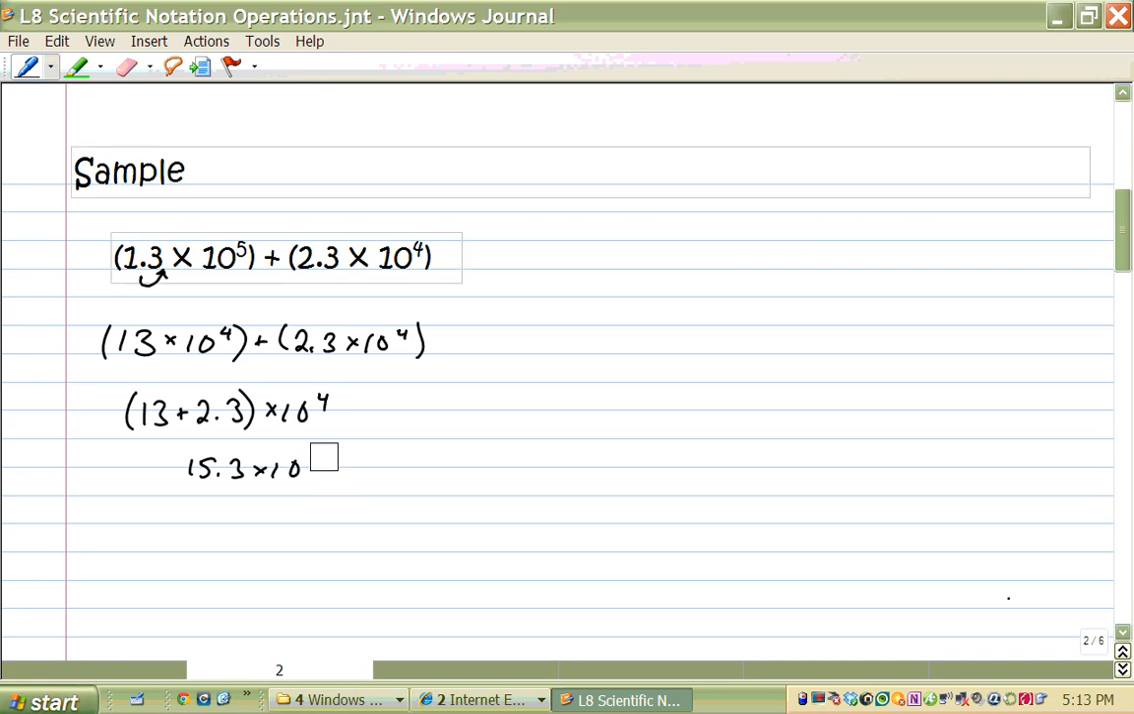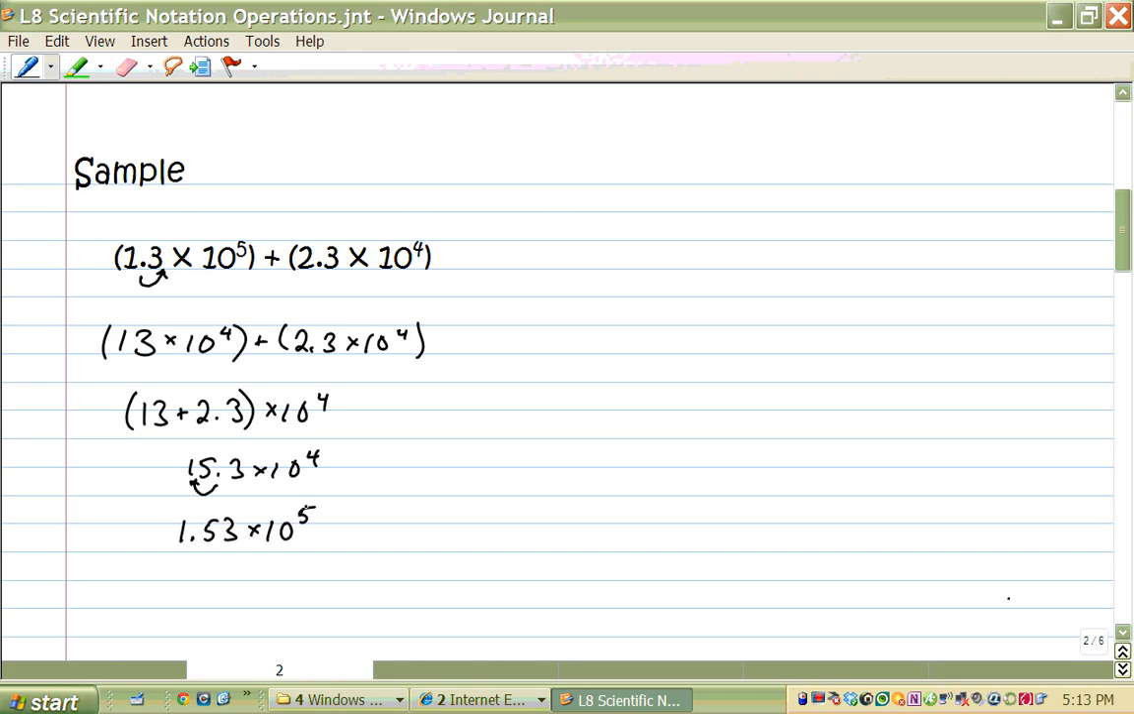So you're looking at it and saying, okay, what is the problem? Can you tell me what the problem with this is? You should be able to say, oh, that's not in scientific notation because the number out in front is not between 1 and 9. So what do we have to do? We have to move this decimal 1 place to the left. When we do that, the exponent will increase by 1. So we have 1.53 times 10 to the fifth. That is my final answer.